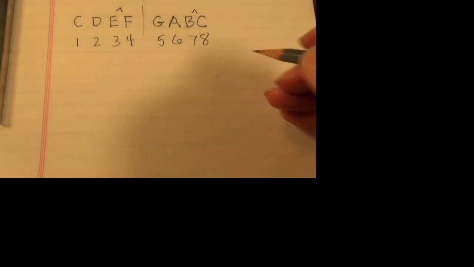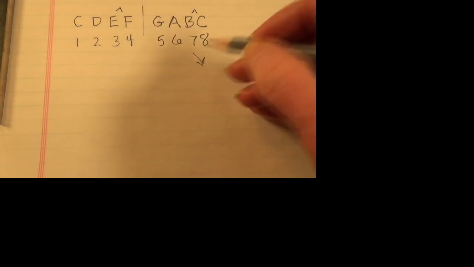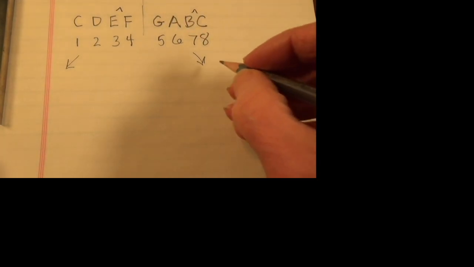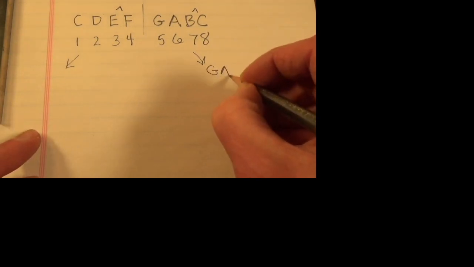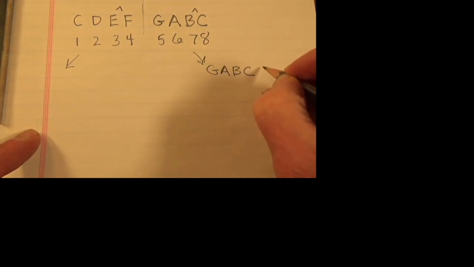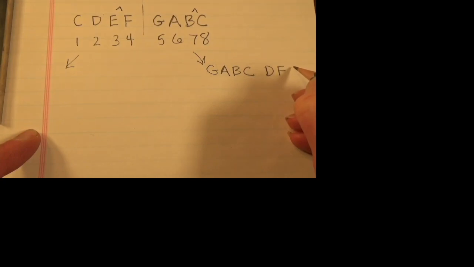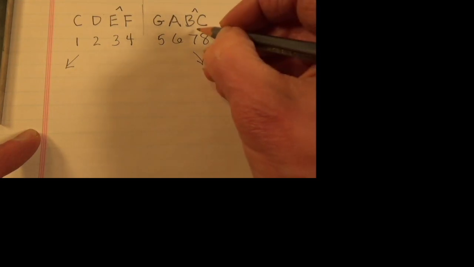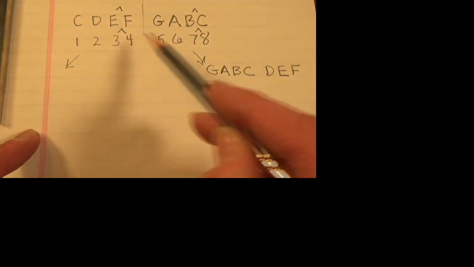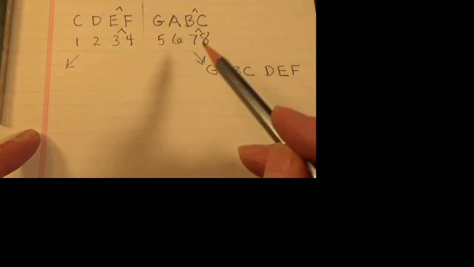And another thing about it that's really pretty cool is that if you learn this scale here, the C scale, you've also learned half of the G scale: G, A, B, C, D, E, F. Okay, now if we remember this structure, go back here and we remember that between the 3 and the 4 and the 7 and the 8, it's a half step.